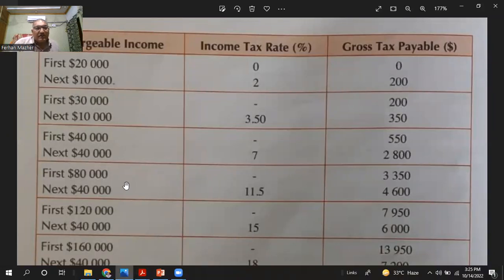Because now your income is more than 100,000, so you come in this category. The income is in this category. So on the first $80,000, the income tax is $3,350, and on the next amount, how much will that be? On the next amount, you have 11.5%, the amount remaining after 80,000, and the tax on that amount will be 11.5%. Okay, so that's table 5.1.